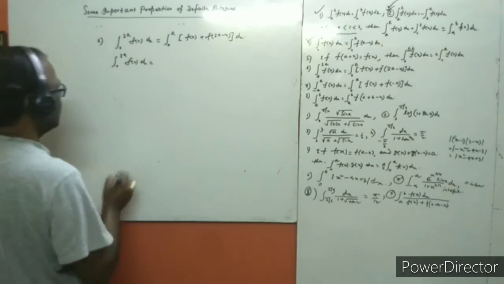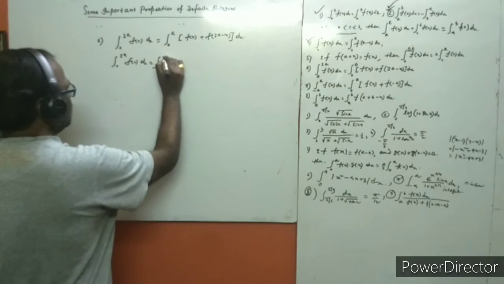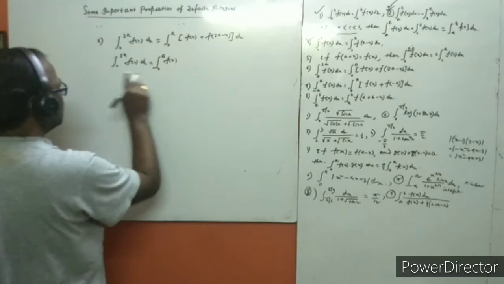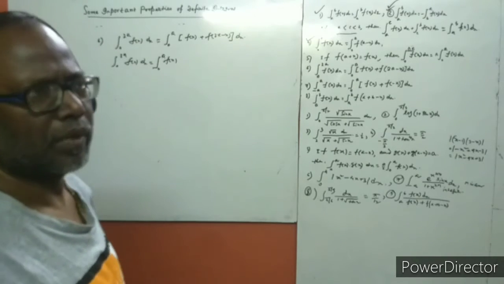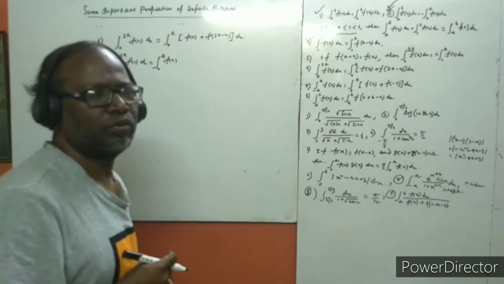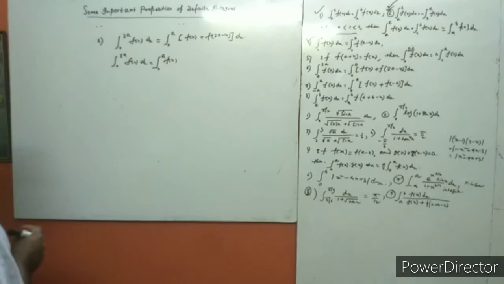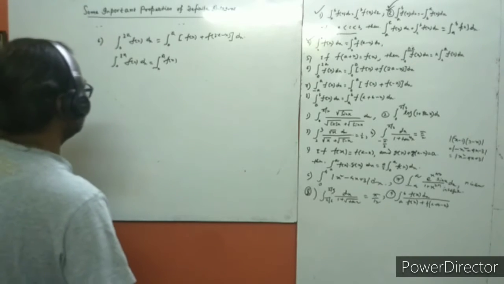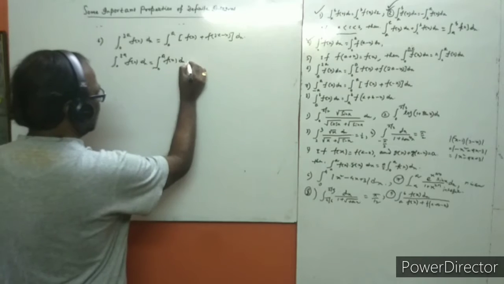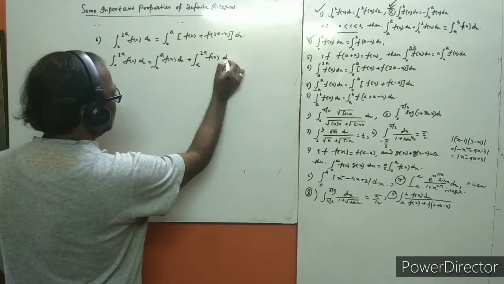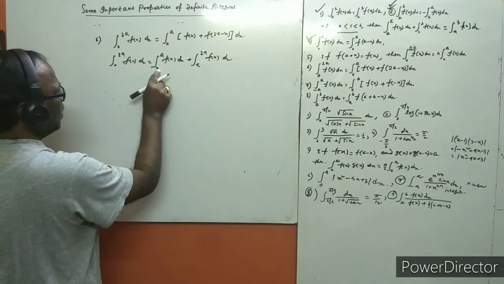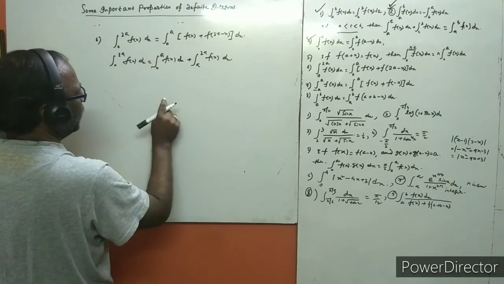Just we have to prove here 0 to a, f of x. As we see, 0 to twice a is the limit, and another point, let us assume in between twice a, that is a. So we can split the integral like 0 to a, f of x dx, and a to 2a, f of x dx here. Now the limit here is 0 to a, and this also is 0 to a.